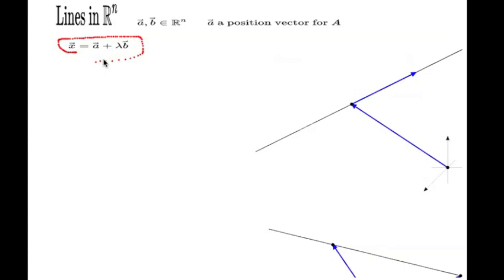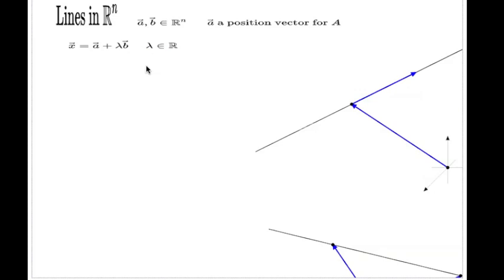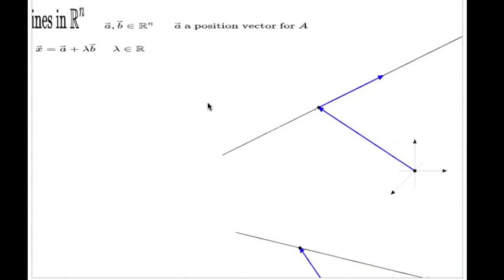So every time I look at the equation like this, and lambda here is some real number, every time you look at an equation like this, it's a line, and you should be able to recognize a line here. The reason for that is explained here.